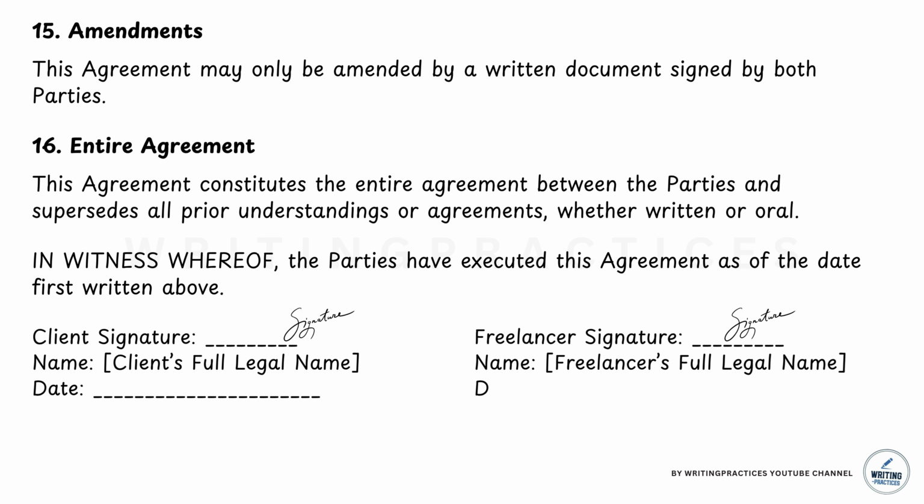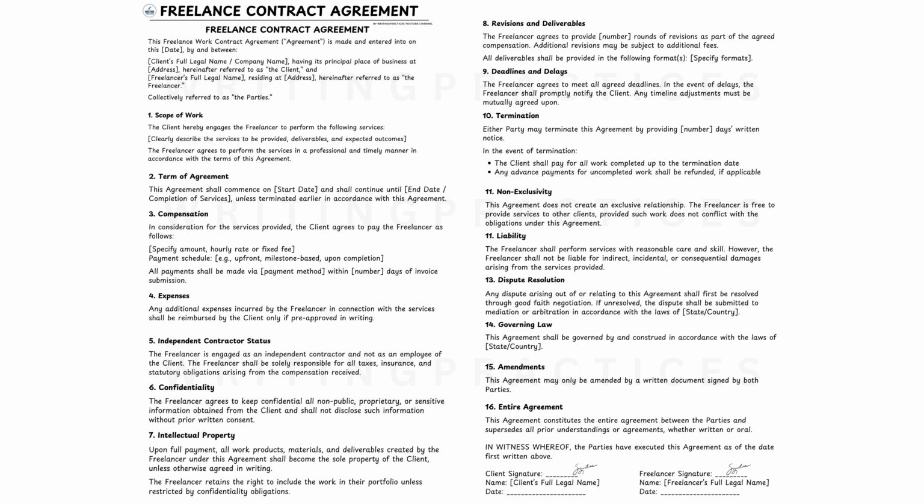This is the most important legal step because signatures make the contract binding. Without signatures, the agreement may not be enforceable. So that's how you write a freelance work contract agreement step by step.